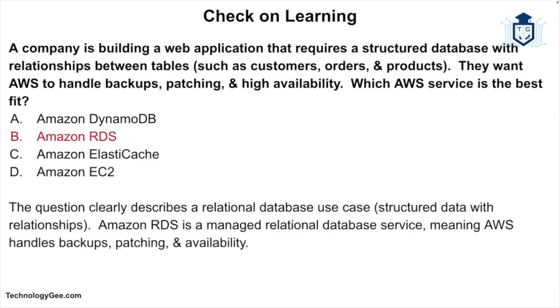And the answer is Amazon RDS. So this question clearly describes a relational database use case. We're talking about structured data with relationships. Amazon RDS is a managed relational database service, meaning AWS handles backups, patching, and availability.